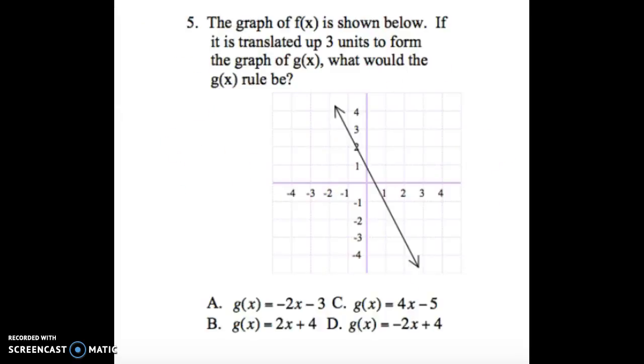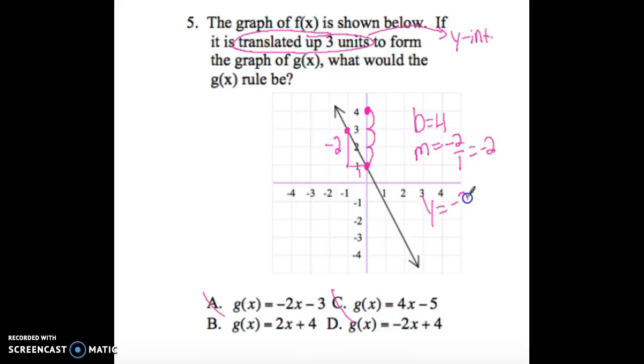Number 5, the graph of f of x is shown below. It is translated up 3 units. You look at the y-intercept for that. So if this y-intercept was at 1, you went up 1, 2, 3 to a new y-intercept of 4. So I can eliminate A and C. So I know b equals 4. Now I need to find the slope. The only thing that happened was a translation, so the slope of the line is the same. So I looked, here's a perfect ordered pair, and here's a perfect ordered pair. I went down 2 over 1, so negative 2 over 1, which is just negative 2. So y equals negative 2x plus 4, which is D.